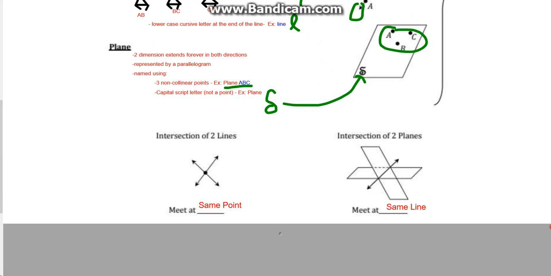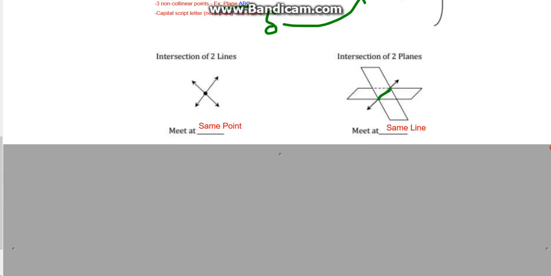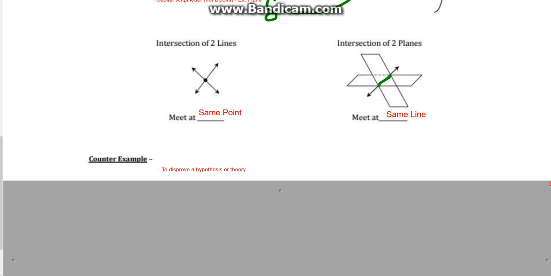Okay, moving on. Intersection of 2 lines: they meet at the same point. Intersection of 2 planes: they meet at the same line. So when 2 planes intersect, they're actually meeting at a line. It's the same line. They're sharing the same line.